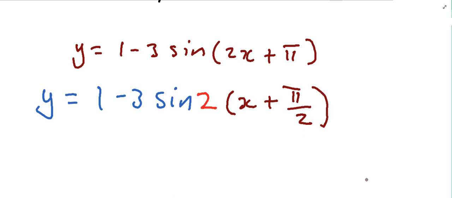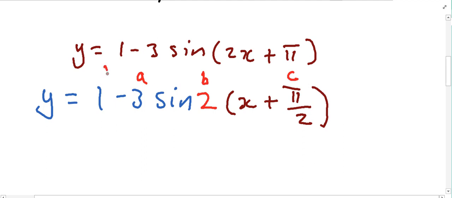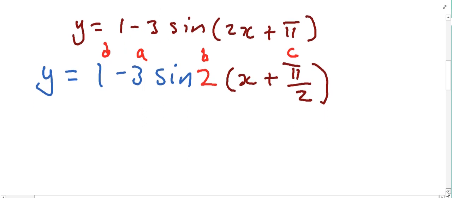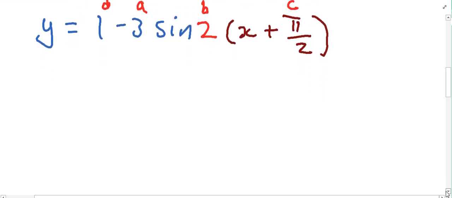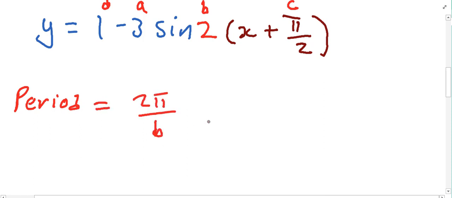So if we have simplified that expression, what are we supposed to do next? According to your lecture, your tutor, or anyone, they assign this one as A, this one as your B, this one as your C, and this one as your D. So let's quickly look at what we need. The first thing we need to look at is the period. The period is equal to 2 pi over b.